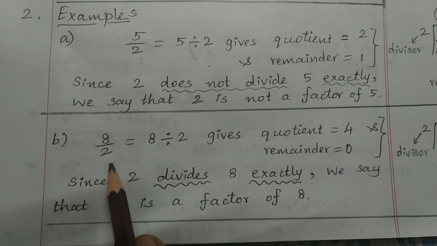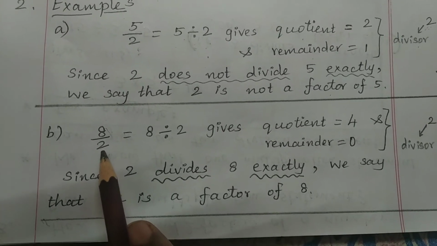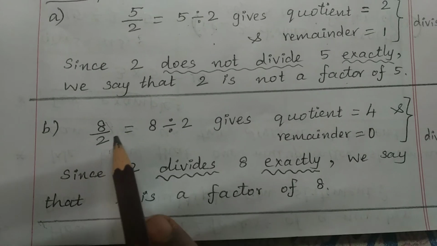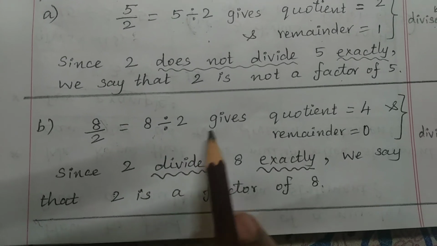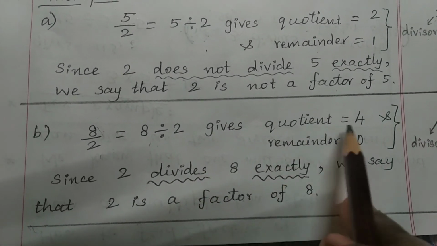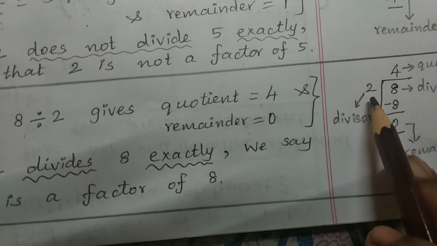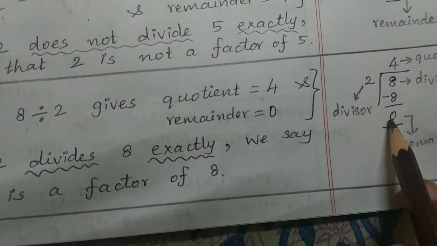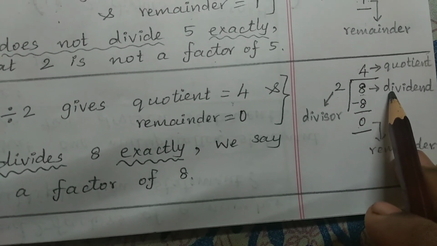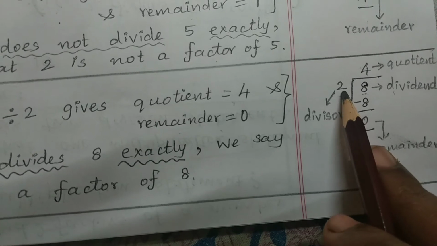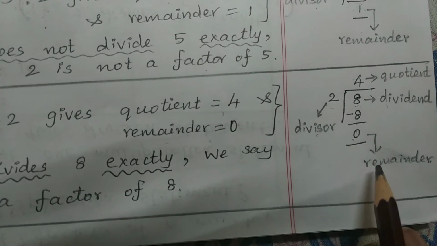Another example, 8 divided by 2. It is an even number, so obviously we will not get any remainder when divided by 2. In these two ways we can express 8 divided by 2. This division statement gives quotient equal to 4 and remainder equal to 0. 2 fours are 8, on subtracting we get 0. So 8 is the number being divided, called the dividend. 2 is dividing 8, so 2 is called the divisor. We get 4 as quotient and 0 as remainder.